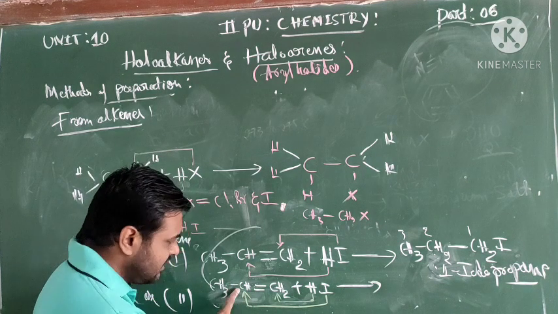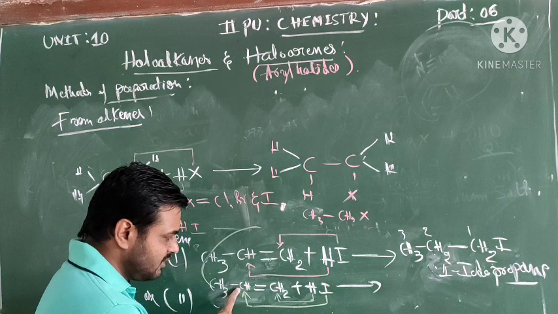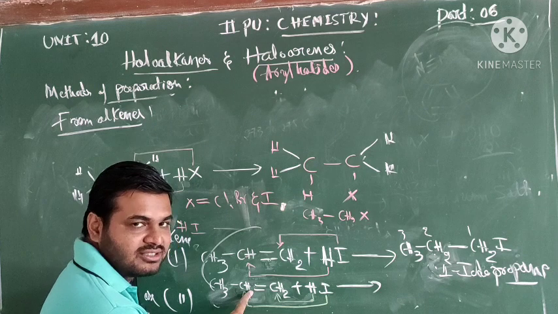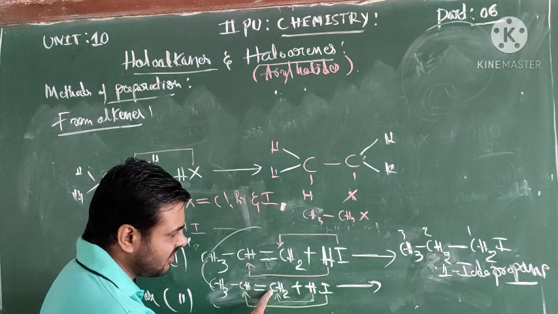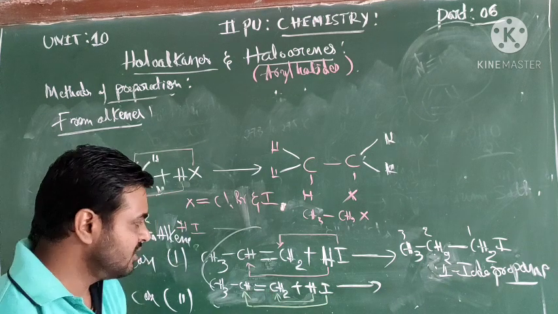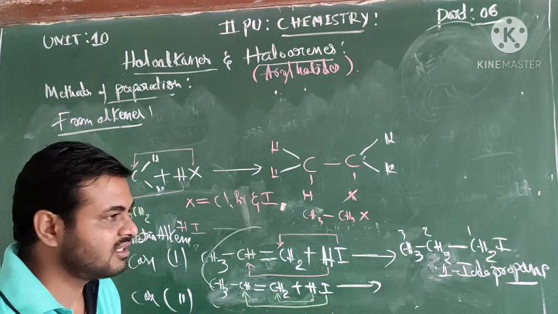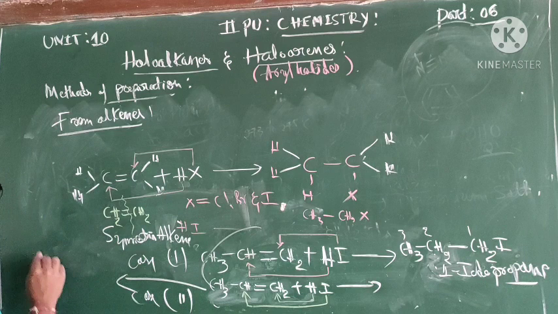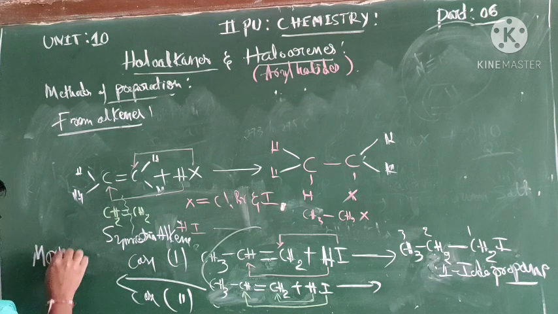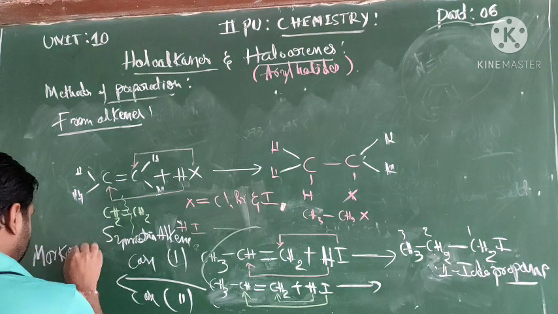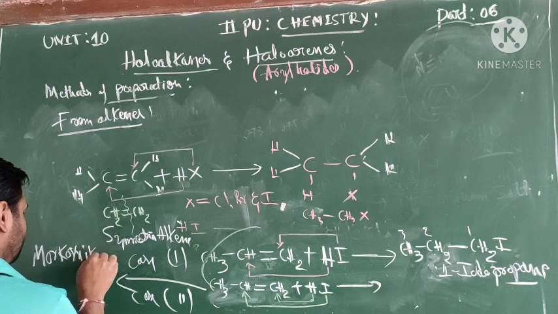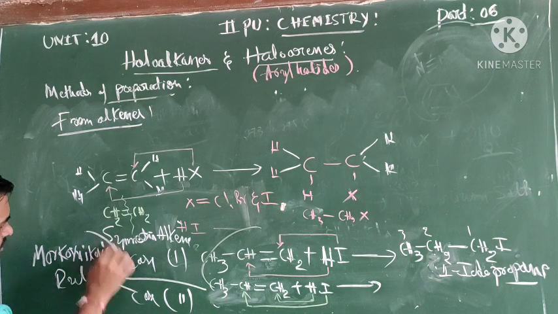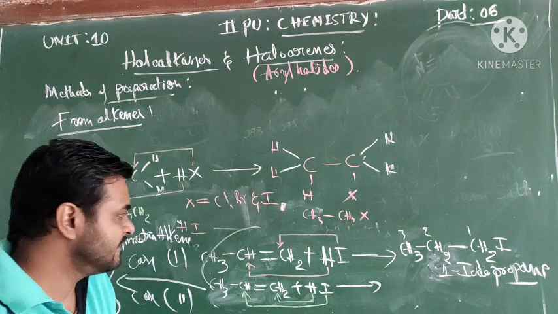See here, in this carbon-carbon double bond, this carbon has only one hydrogen atom, fewer hydrogen atoms. In this carbon, there are 2 hydrogen atoms. So this is called what? Markovnikov rule. What's the rule? It was said, very important.